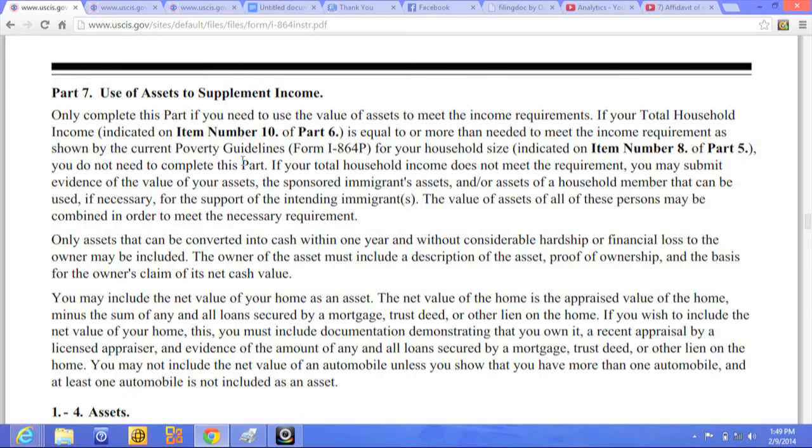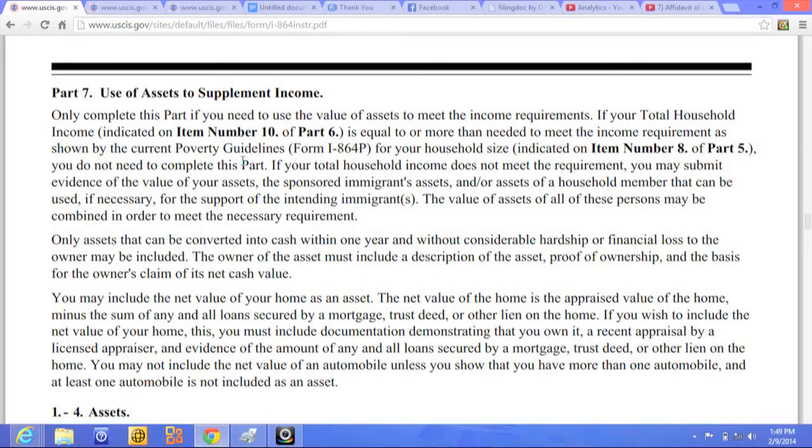Okay, if the asset is difficult to convert into cash without considerable hardship or financial loss to the owner, maybe you cannot include this asset. Okay, you have to give proof. You have to give proof of ownership. You may, like we said, include the value of your home as an asset. The net value of the home is the appraised value of the home.